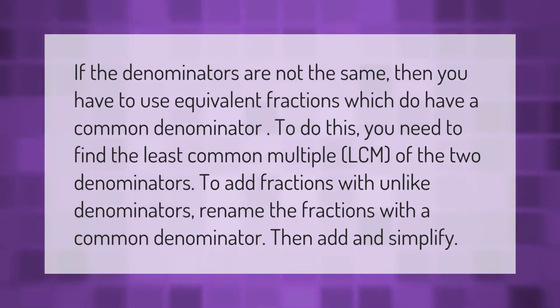If the denominators are not the same, then you have to use equivalent fractions which do have a common denominator. To do this, you need to find the least common multiple (LCM) of the two denominators. To add fractions with unlike denominators, rename the fractions with a common denominator. Then add and simplify.